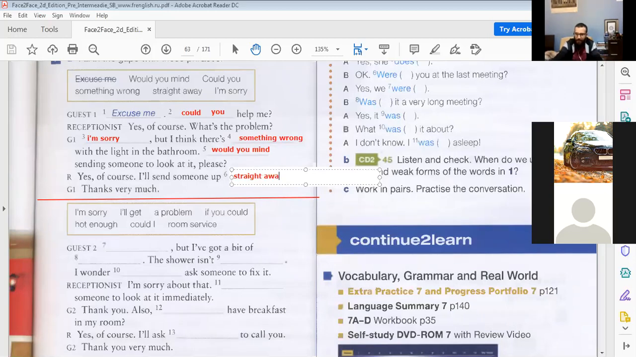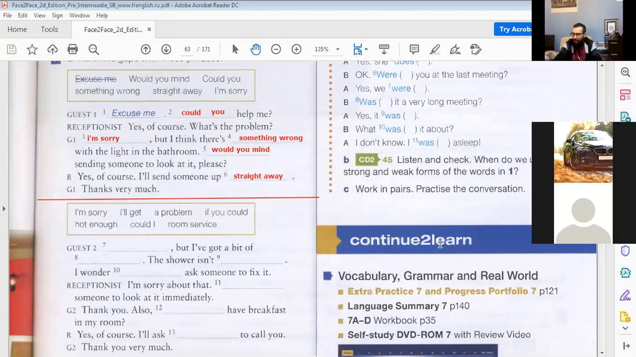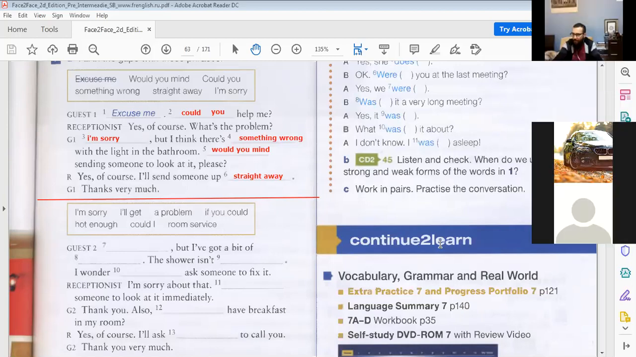Okay, now let's check the second one. Who'd like to do the second conversation? Me. All right, Selma, and who else wants to volunteer? Selma and Sumaya, both of you. One of you can be the guest, and the other one can be the receptionist. I'll be the guest. Go ahead. I think question number two. Yeah, number two, the second conversation.